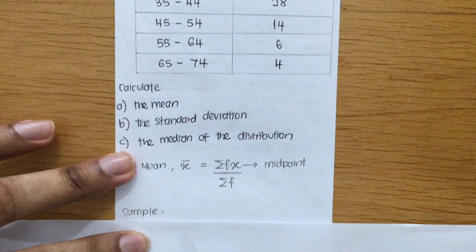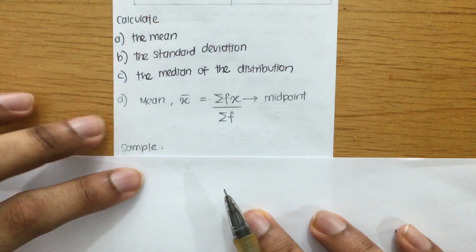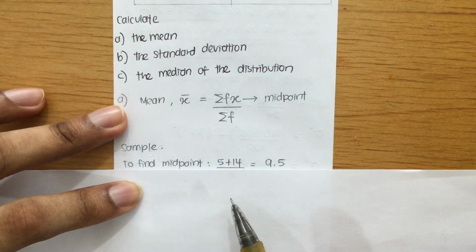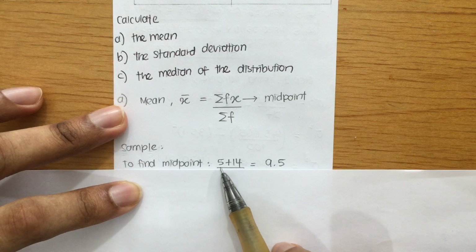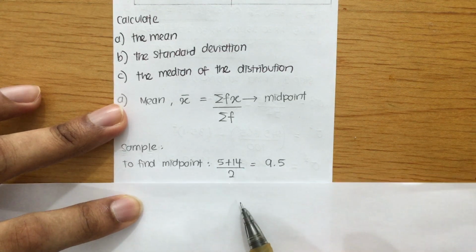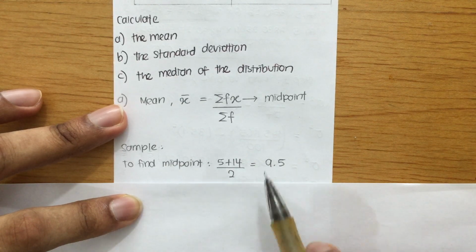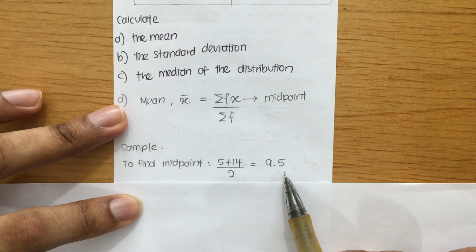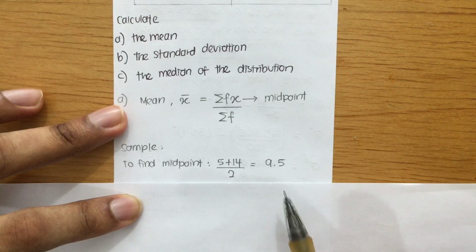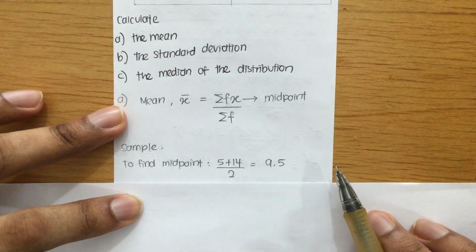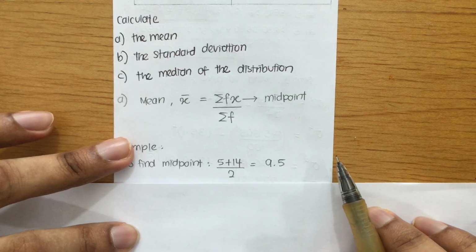So I'm going to show you a sample working of how to calculate the midpoint. We're going to take the first class over here. You add the lower limit with the upper limit, 5 plus 14, and then you divide by 2. From here you get your answer 9.5. So this is the midpoint for the first class, guys. I've already shown you one sample. By the way guys, I've already completed all the midpoints for you, so you can have a look now.